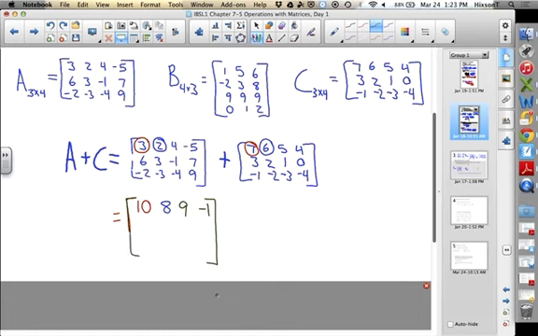So now we have the next two rows. So I add the 6 with the 3 and I get a 9. I add the 3 with the 2 and I get a 5. The negative 1 with the 1, I get a 0. And the 7 with a 0 and I get 7.